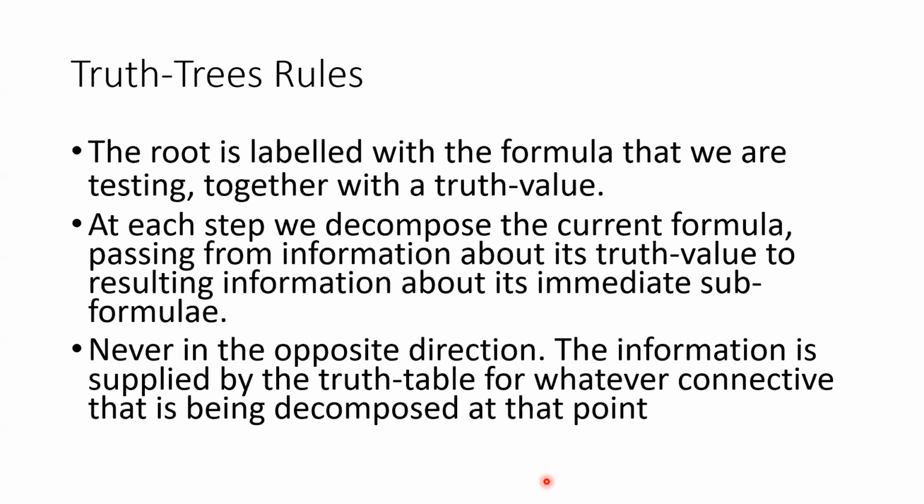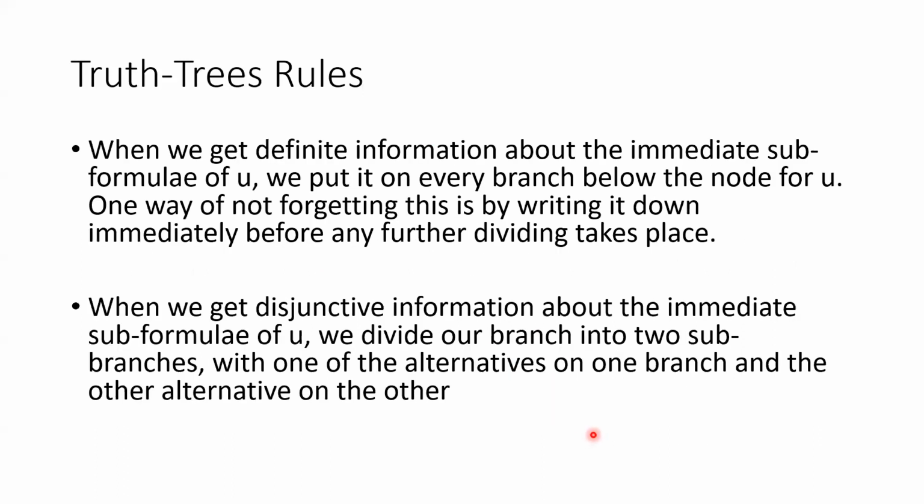That's why we're saying that when you have a literal appearing and they cancel out, it ceases to be a fruitful branch. The information is supplied by the truth table, whatever connective is being decomposed at that point. So anytime we come across a connective, we break it down, following the rules so that we get definite information about the immediate sub-formula, and we put it on every branch below the node.